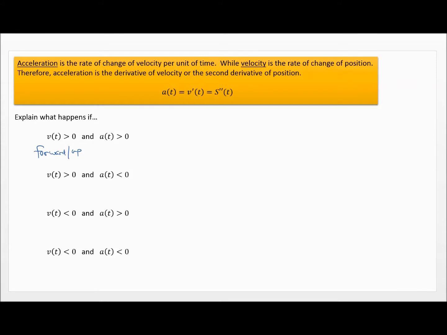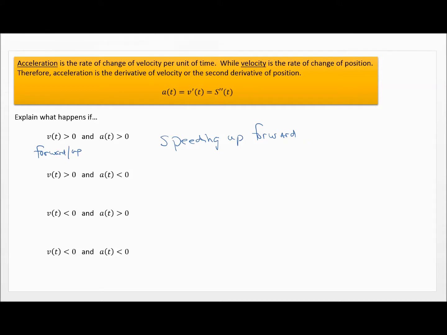So it means your velocity is changing in a positive way. So really what this means is you're speeding up in the forward direction. Does that make sense? So again, the acceleration being greater than 0 means you're speeding up and you're going in the forward direction because velocity is positive. Now what if we change that up a little bit?